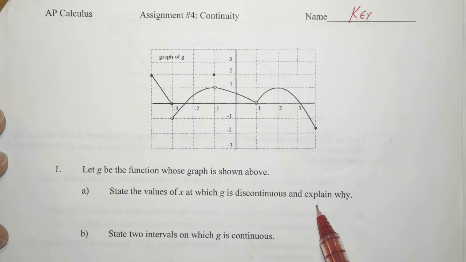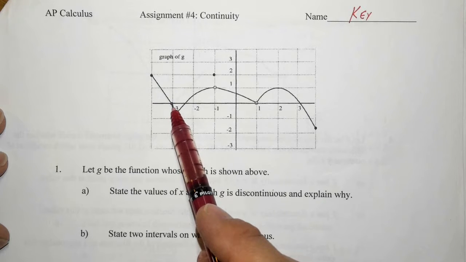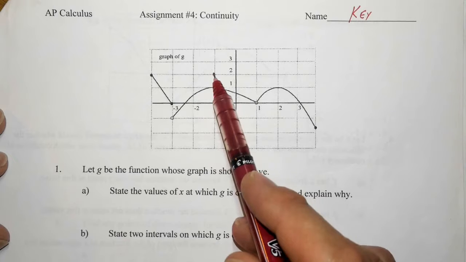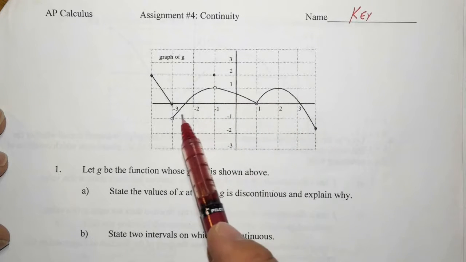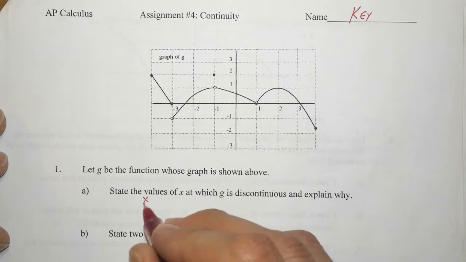So the easy way to identify where we have discontinuities would be if we were to trace our pen across the graph and figure out when we'd have to pick our pen up off the paper in order to continue to draw the graph. And we can see that it happens on 3 different occasions. At x equals -3, at x equals -1, and x equals 1.